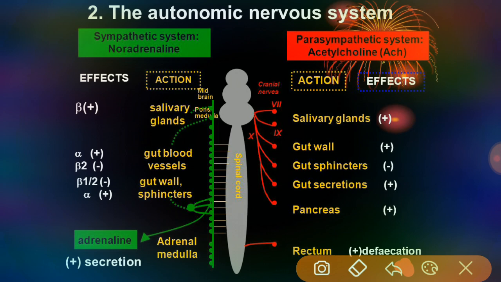Okay, the remaining organs, like the pancreas, will show a positive action towards the effects of the parasympathetic nervous system, and the rectum will show positive defecation. The stimulation of the parasympathetic nerves that innervate the GI tract automatically causes an increase in GI secretion.